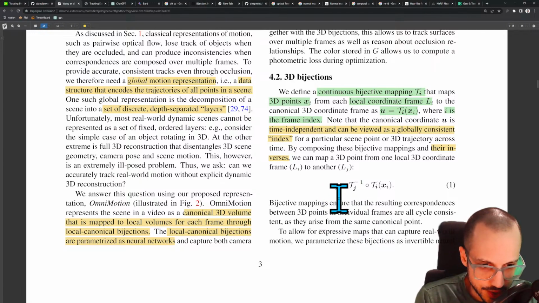Bijective mappings ensure that the resulting correspondences between 3D points and individual frames are all cycle consistent, as they arise from the same canonical point.